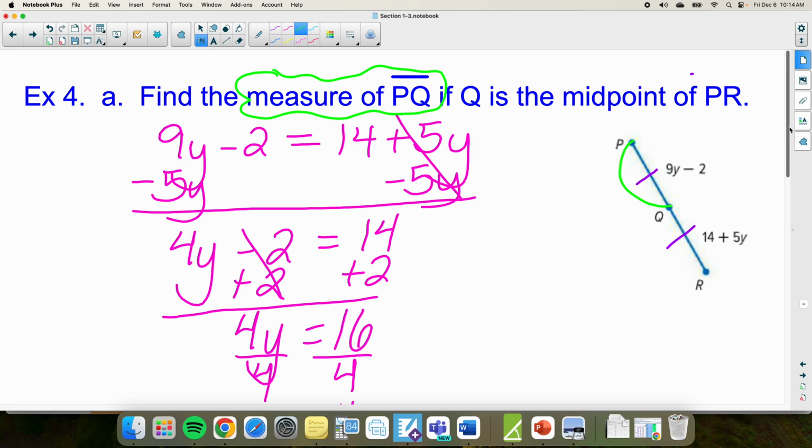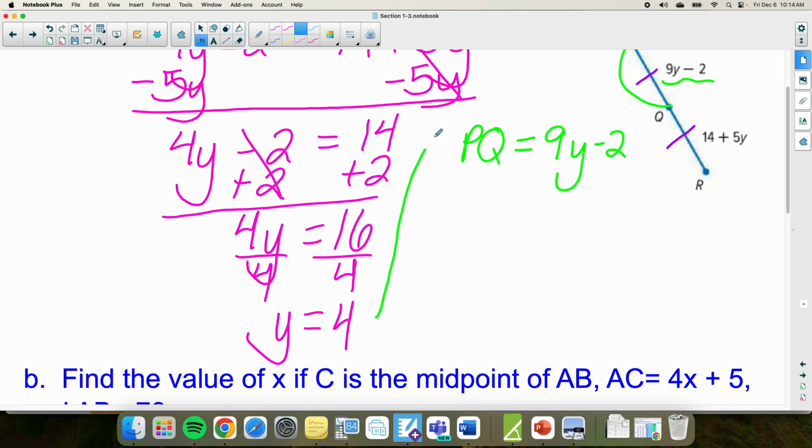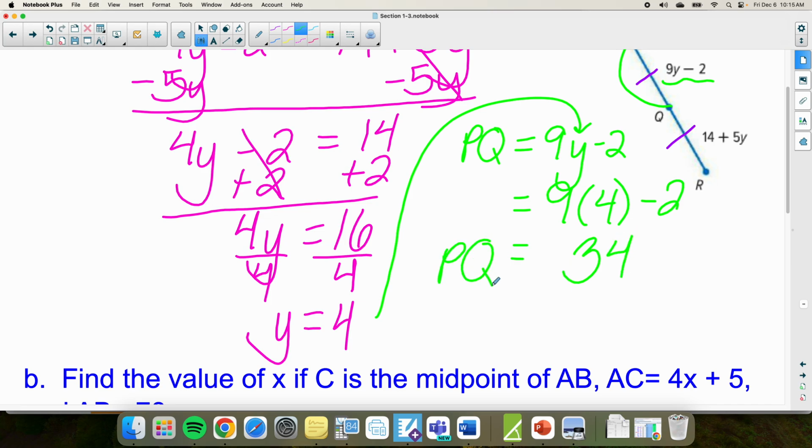And then there'd be another blank where I'd say, what is PQ? So then PQ is this 9y minus 2. And I would take that y and I'd put it in here. So I'd go 9 times 4 minus 2, which is 36, minus 2, which is 34. So again, on something like this, I would want to see your algebra that I have in pink. If you just substituted that 4 back in and didn't show me this work, I'd be okay with that. But you have to show that work, okay?